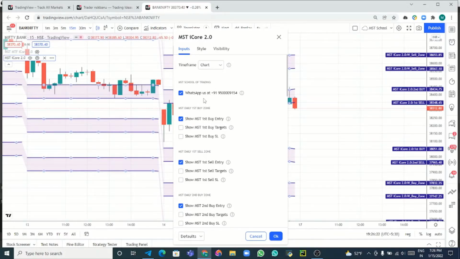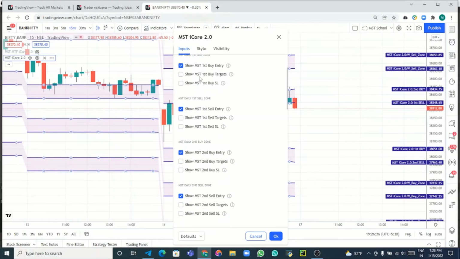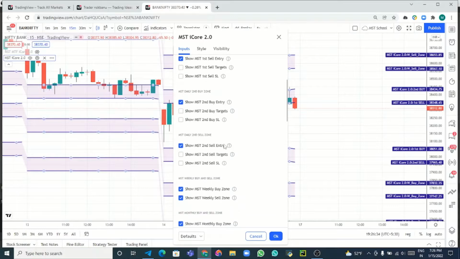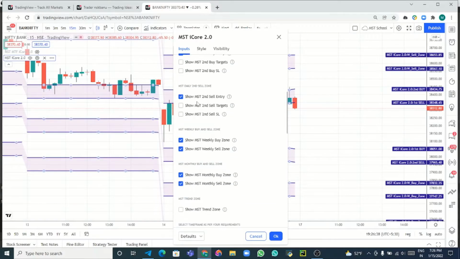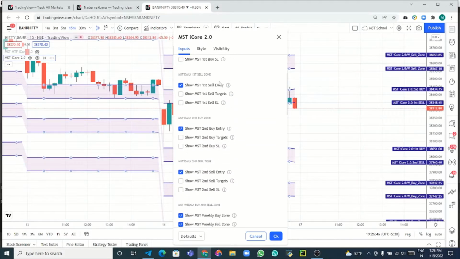By default, there will be first buy entry, first buy targets, and first buy SL. Similarly, there will be first sell entry, first sell targets, and first sell SL, and second buy entry, second buy targets, and second buy SL, second sell entry, second sell targets, and second sell SL. Now all the four will be available by default.